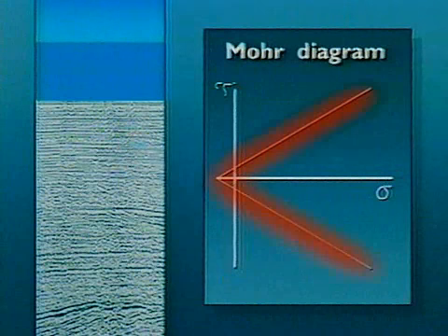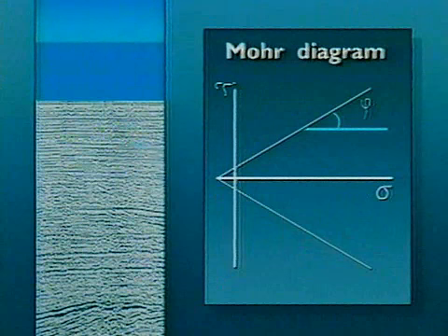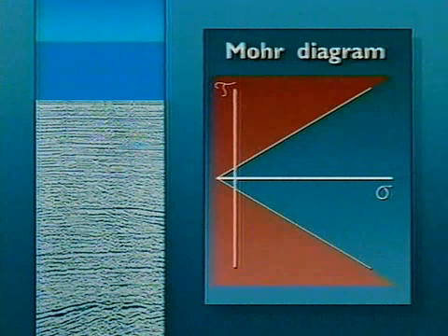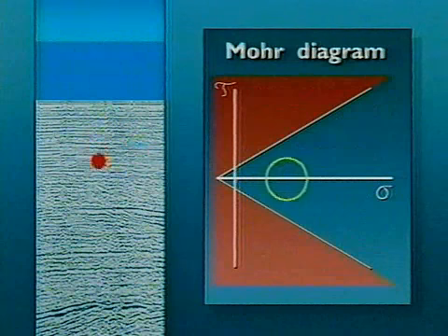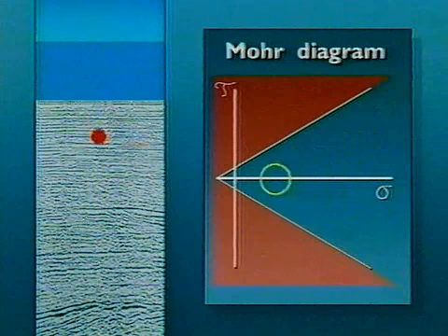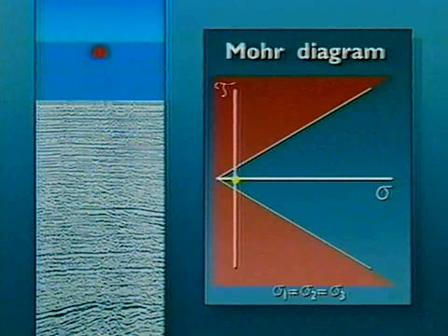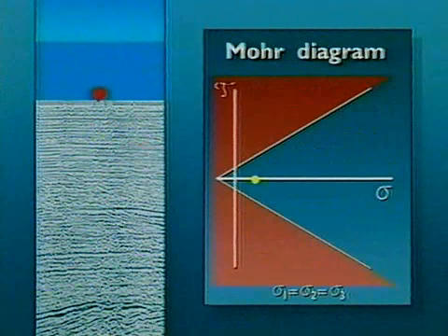Brittle rocks with a Coulomb behavior are defined by two failure limit lines. Their dip angle, phi, is the internal friction angle. The limit lines separate a stable domain from a failure domain. The state of stress in a Mohr diagram: in water, the three principal stresses are equal. The state of stress is represented by a single point on the sigma axis.